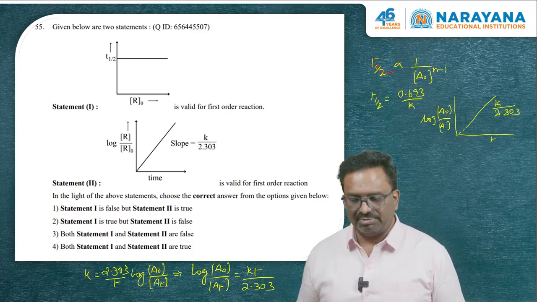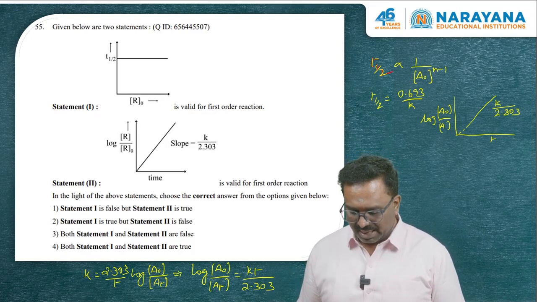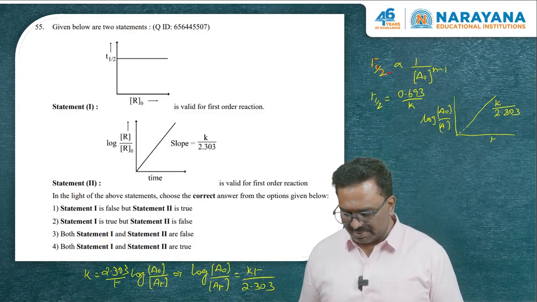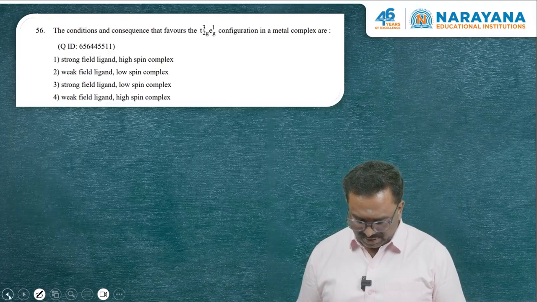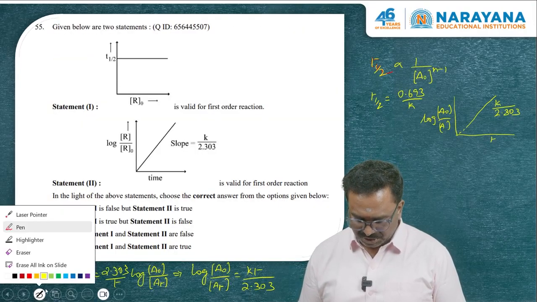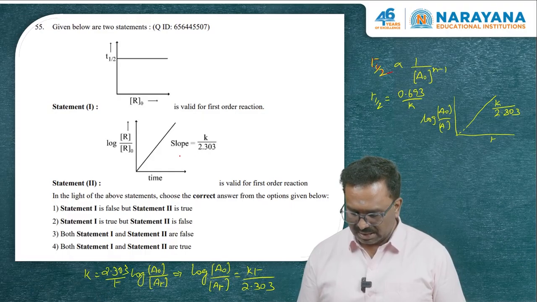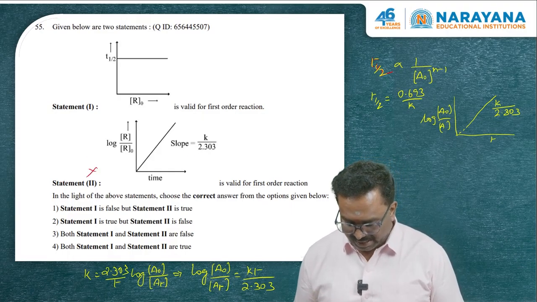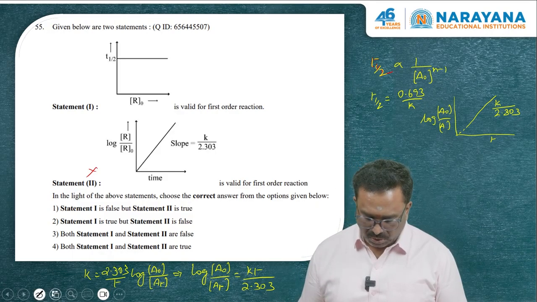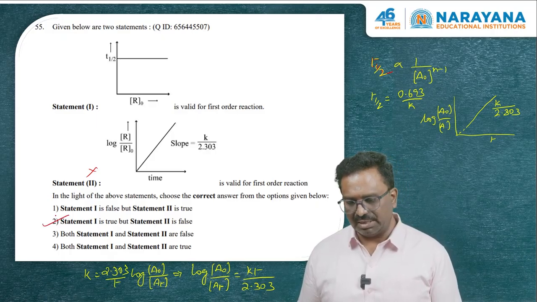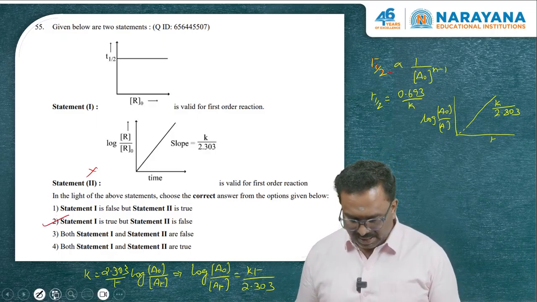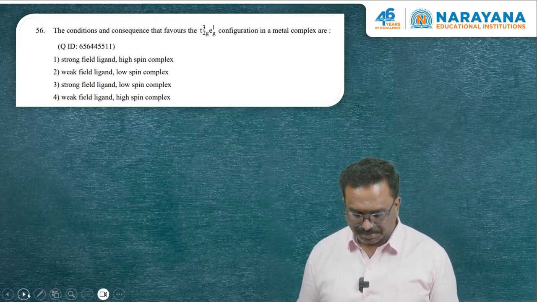But the given graph was concentration at time t by initial concentration. So here it is very clear that the graph mentioned is not correct. The graph here is wrong. So in that respect, statement 1 is true, but statement 2 is false. So that is the second option in this. Let me see the next one.